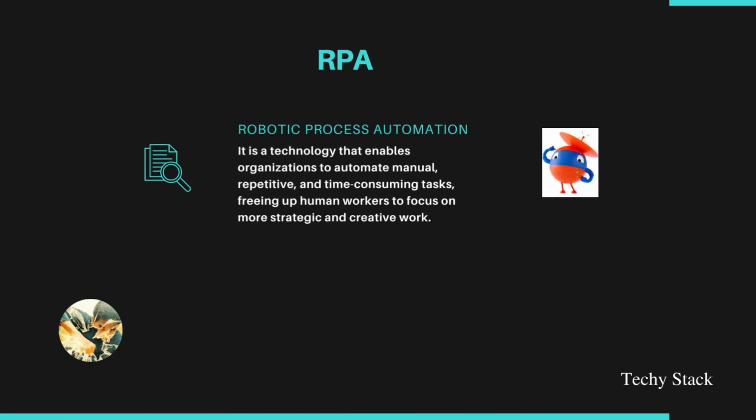RPA stands for Robotic Process Automation, and it is a type of technology which enables us to automate manual repetitive tasks. In the name itself, it does some automations which are in a specific process. Overall, it mimics the human activities which are performed on a computer.